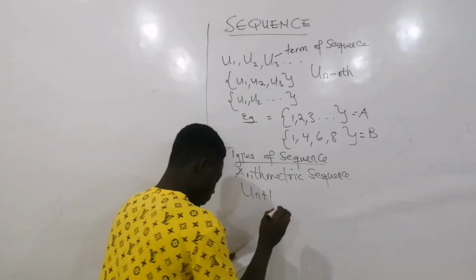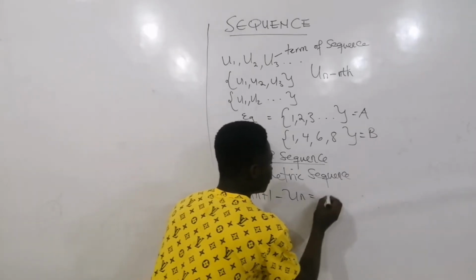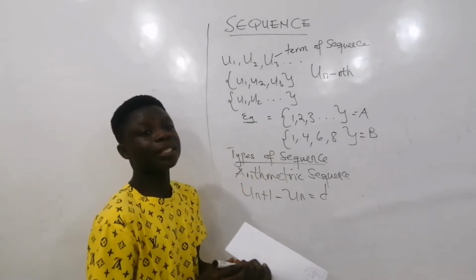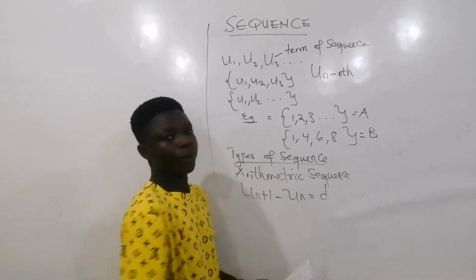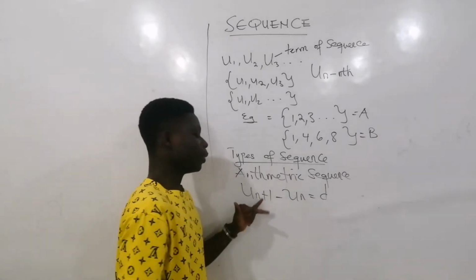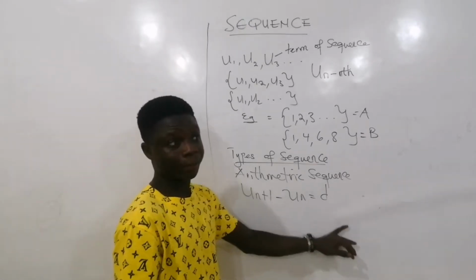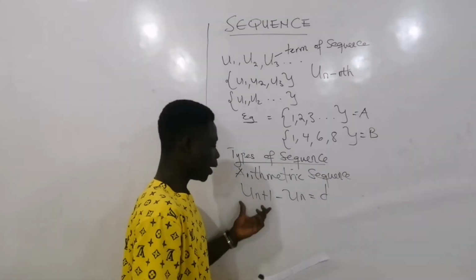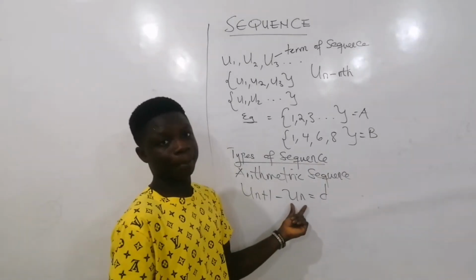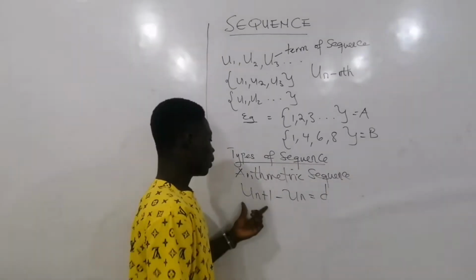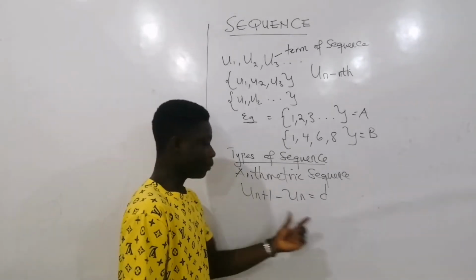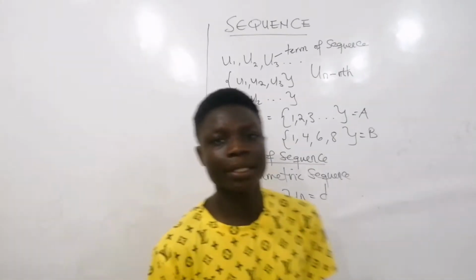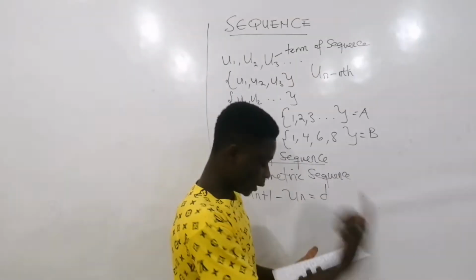With an arithmetic sequence, Un plus 1 minus Un is equal to d. This is the formula for it. So we're going to take the things one by one and identify them. Un is the first term or the nth term. Un plus 1 is the second term. d is the common difference, a constant.